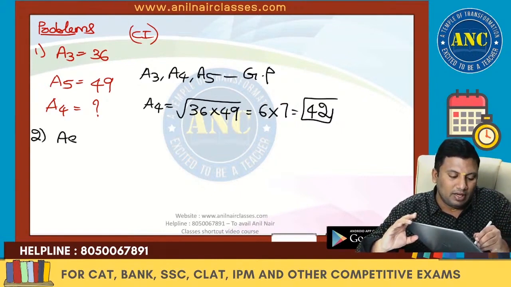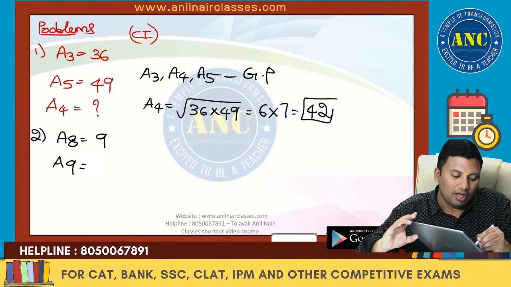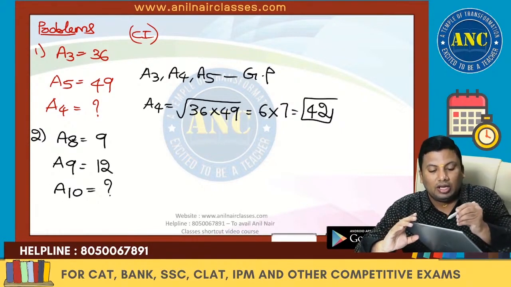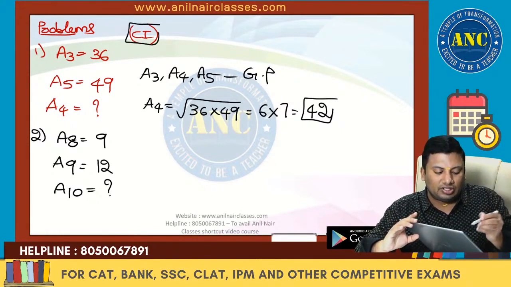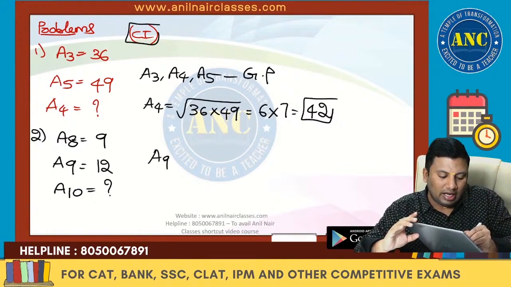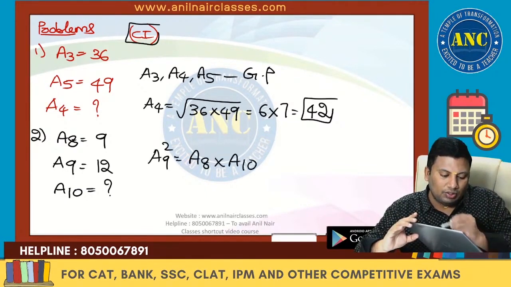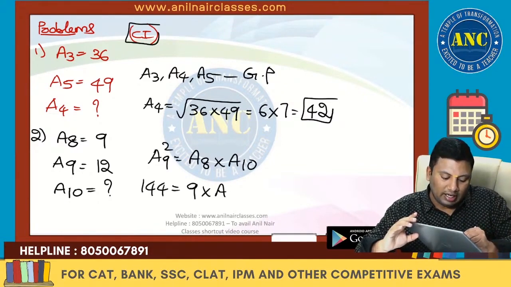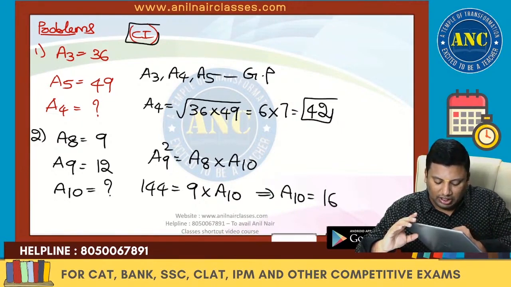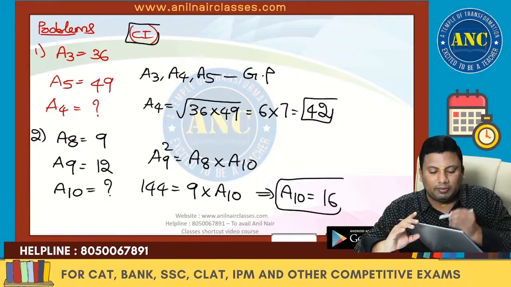One more example. A8 is nothing but 9. A9 is nothing but 12. A10 is nothing but how much? In the case of compound interest problems, A9 squared is nothing but A8 into A10. So 144 is A8 into A10, so A10 is nothing but 16.